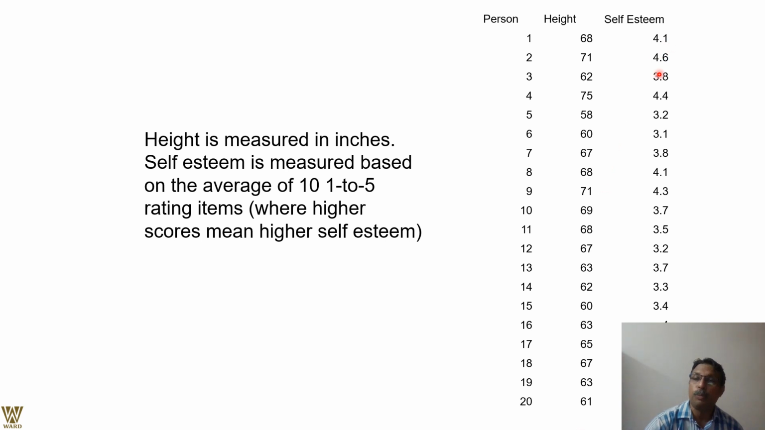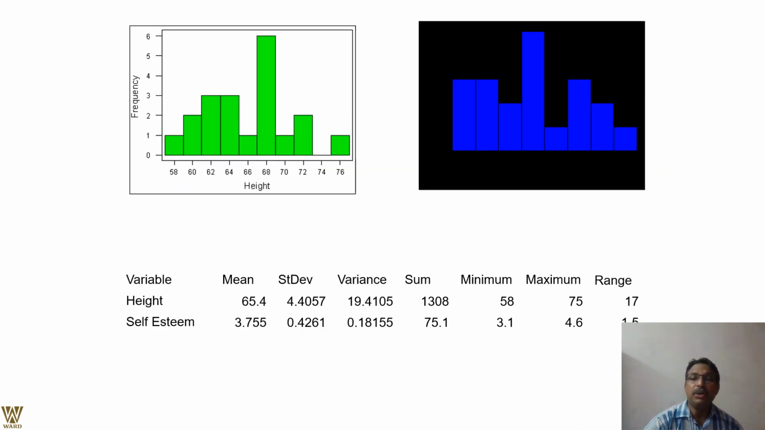The self-esteem scores are 4.1, 4.6, 3.8. So is there any relationship between the height of a person and self-esteem? Height is measured in inches. Remember, self-esteem is measured on a scale of 1 to 5 as the rating, where higher scores mean higher self-esteem. Now, this is what we are going around, and we have to represent it in a pictorial representation.